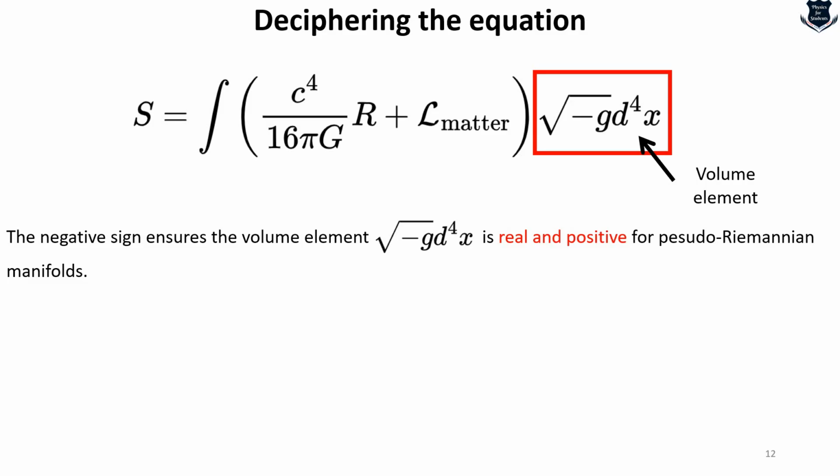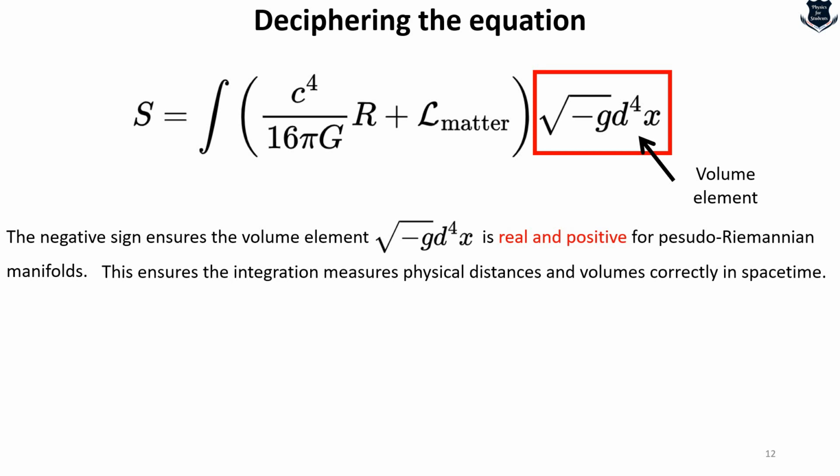Obviously imaginary won't count, and if it is negative, it is not a proper pseudo-Riemannian manifold, then everything will fall. The curvature, the entire physics will fall. So that is why it is important to know that it is real and positive for a pseudo-Riemannian manifold. So this ensures that integration measures physical distance and volumes correctly in space-time.